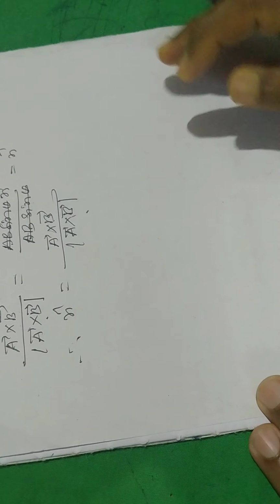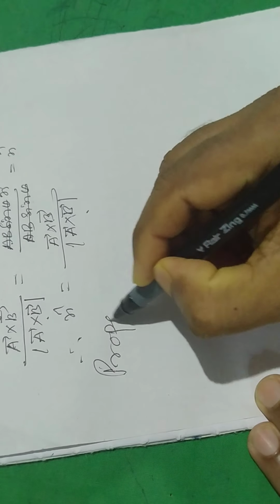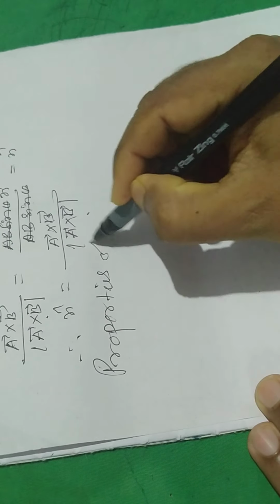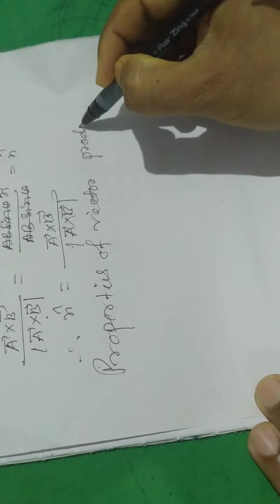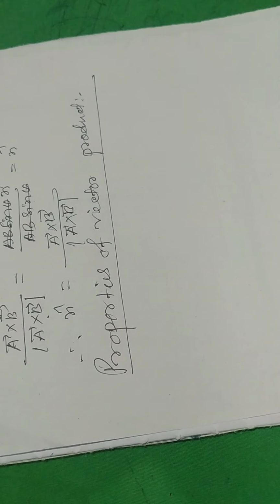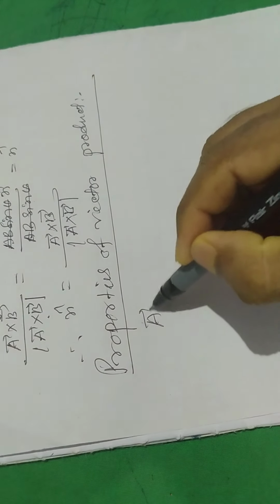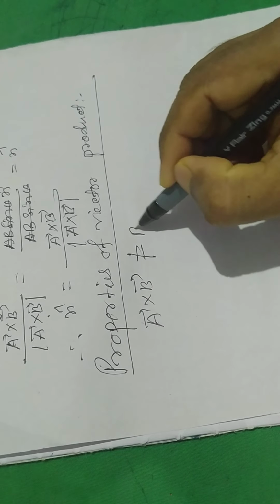Now I'll discuss properties of vector product. The cross product of two vectors does not obey commutative law. That is, A cross B does not equal B cross A.